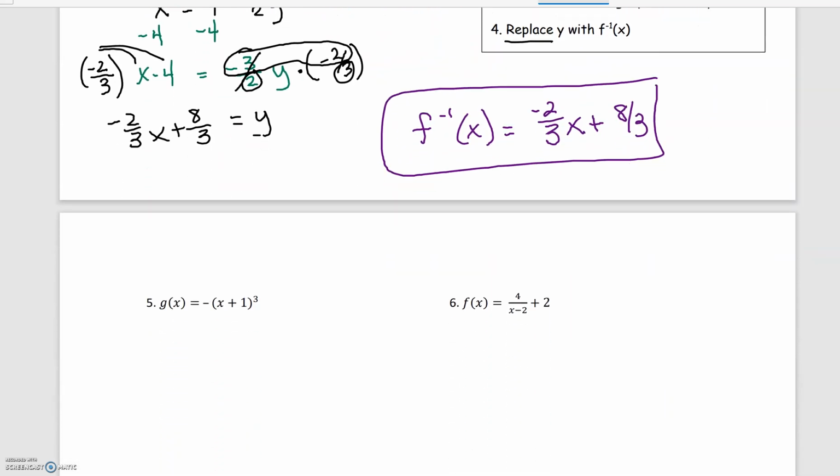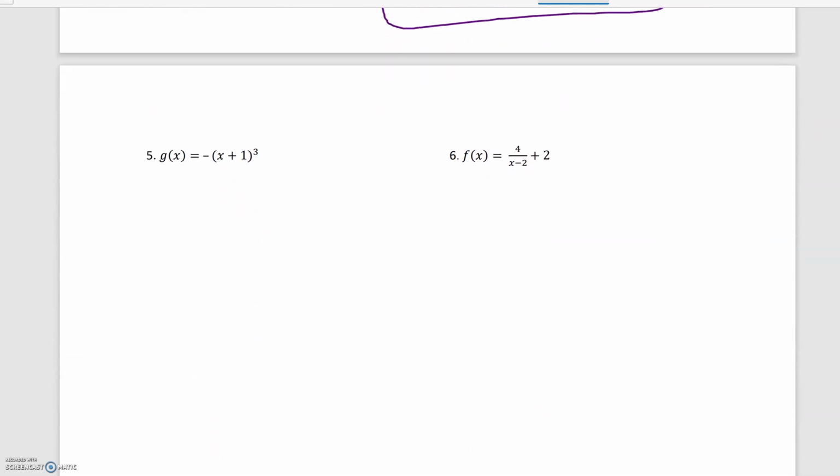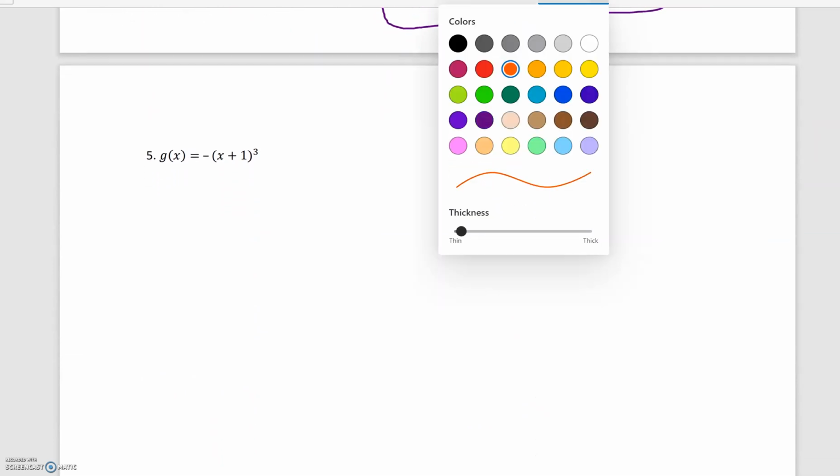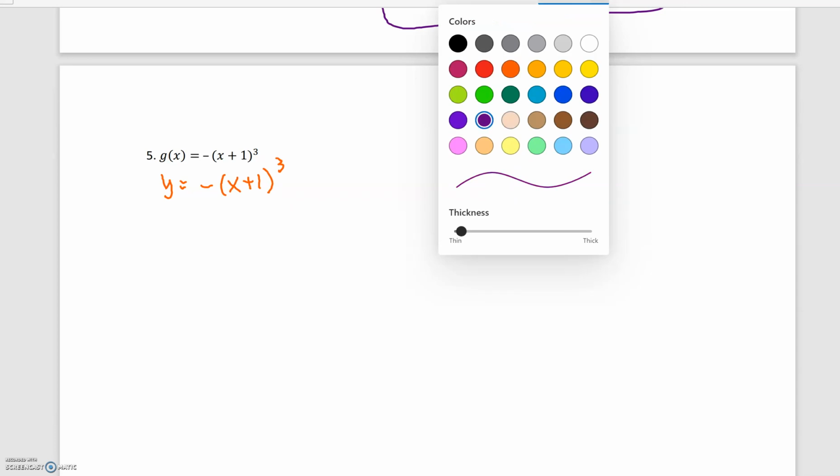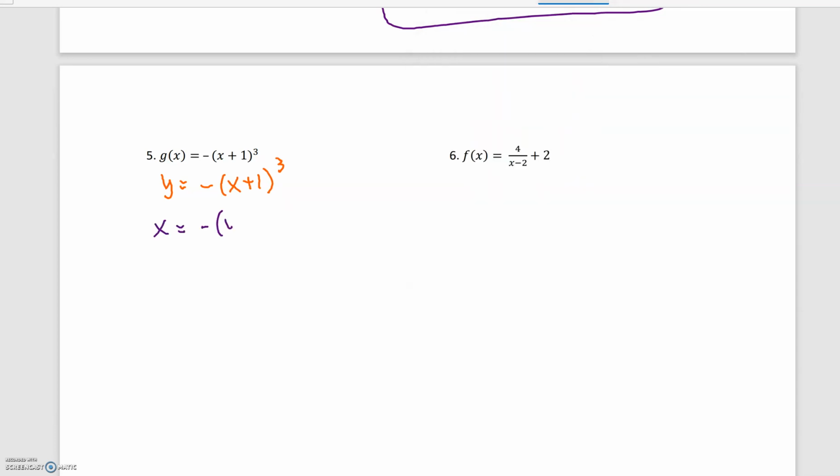All right, so let's try it again. I'm going to do 5, and then I'm going to have you do 6. So replace that with a y. Flip your x and your y positions there, change those. So that's kind of like what we were doing with our ordered pairs, swapping the x and the y. All right, so now we need to get this y alone.